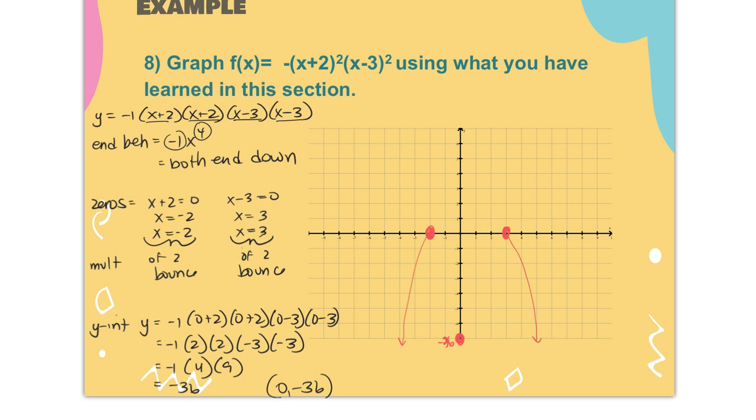Remember, I'm going to approach my zero, and I'm going to bounce off of -2. It's going to go down. I don't know how far down. At some point, it's going to turn back up, and I'm going to bounce off of 3 and go back down again. And so it all works out, okay? So I have my ends, my bounce, my y-intercept.